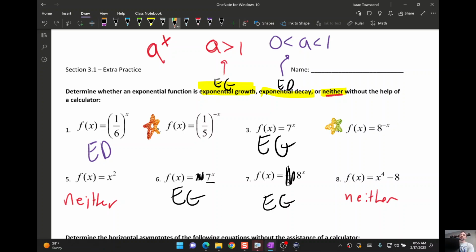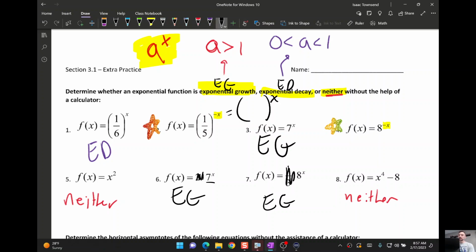Because these, even though it's tempting to say this is exponential decay and this is exponential growth, they're not set up this way. This little shortcut works if it's some number to the x power. This is not some number to the x power, and this is not some number to the x power. It's to the negative x power.